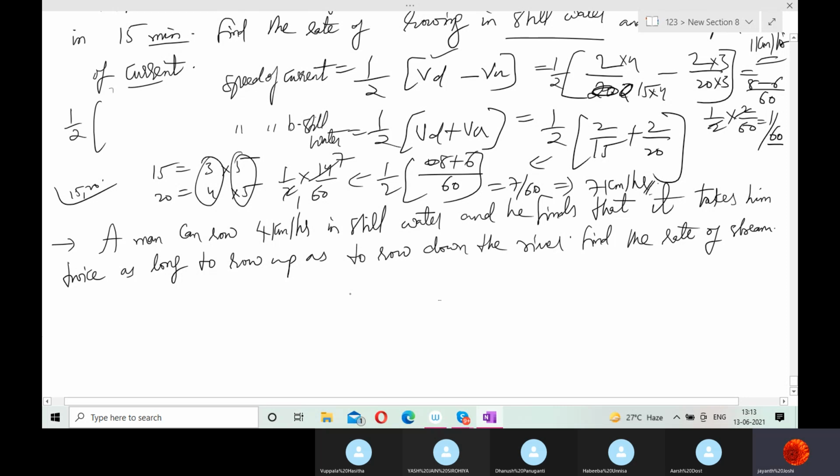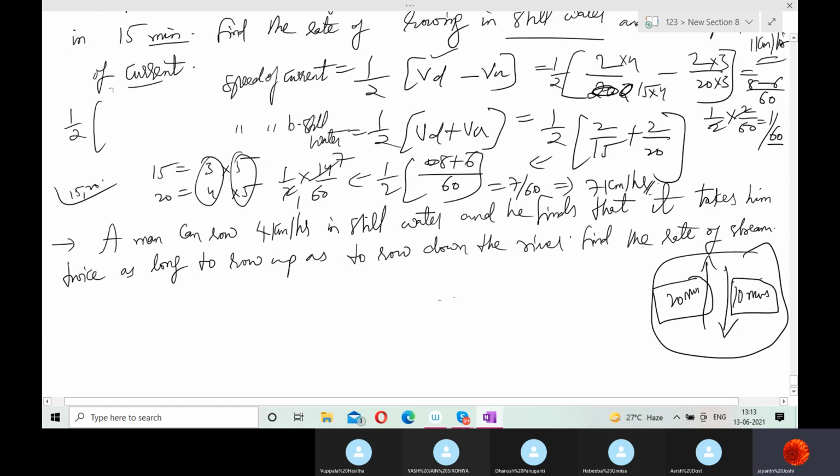So it takes him twice as long to see. For example, if he rows downstream and it takes him 10 minutes, then rowing upstream takes him 20 minutes, because when he is going downstream he consumes less time. That is an understood fact. When he goes up, he consumes more time. That is an understood fact, and that is double this, because the question says so.